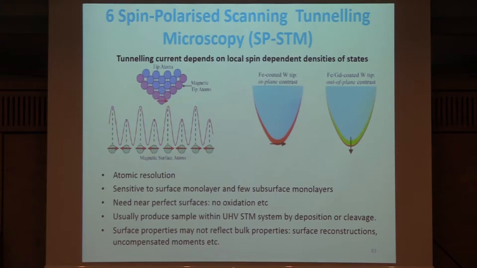So normally, everything I'll show you, it's only a couple of slides, what you actually have to do is create your sample in the UHV chamber of the scanning tunneling microscope. Okay. So what people do is they grow monolayers or just a few monolayers of ferromagnetic or antiferromagnetic material on a perfect crystal inside the vacuum chamber.